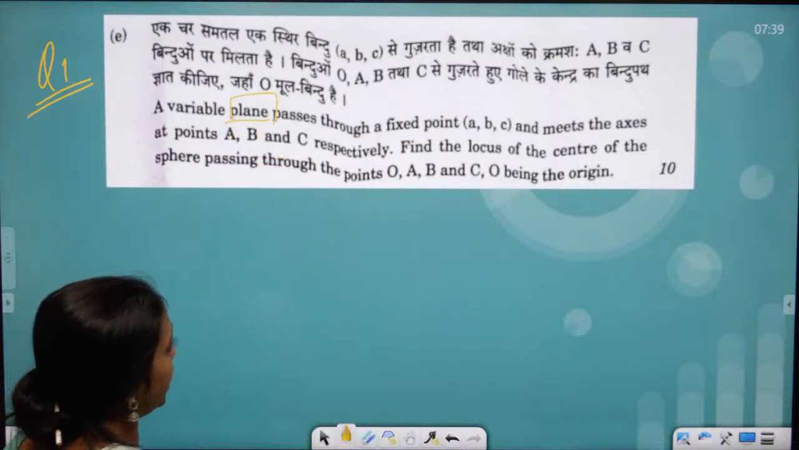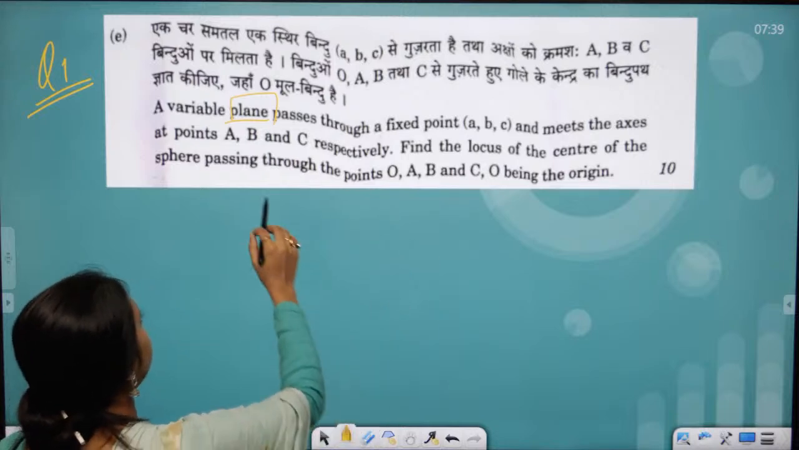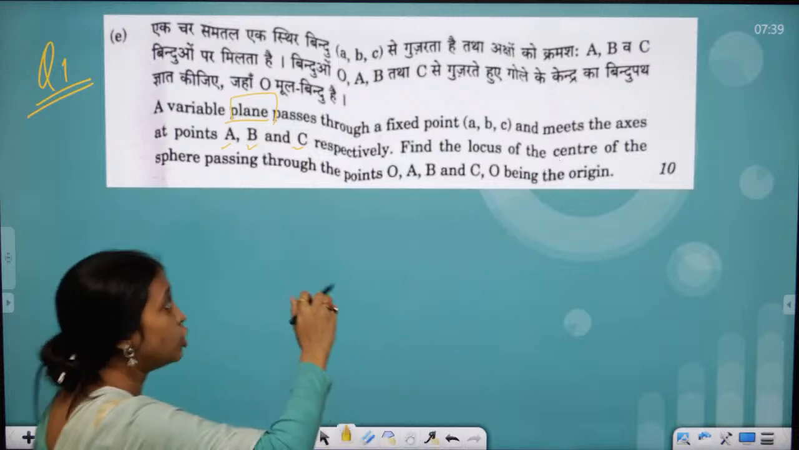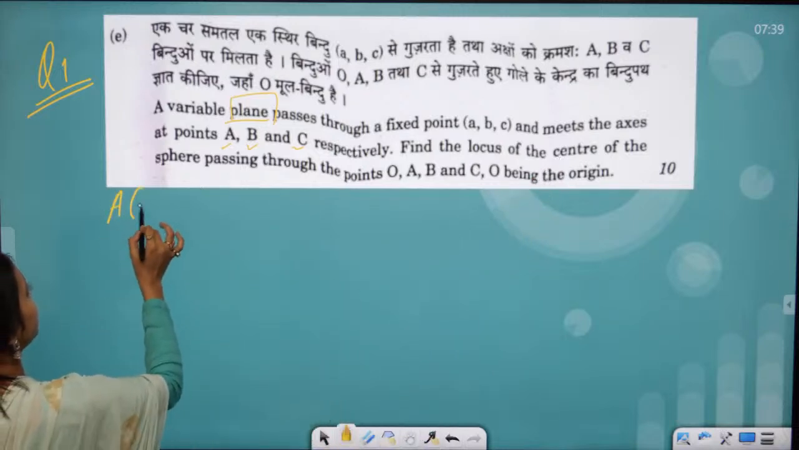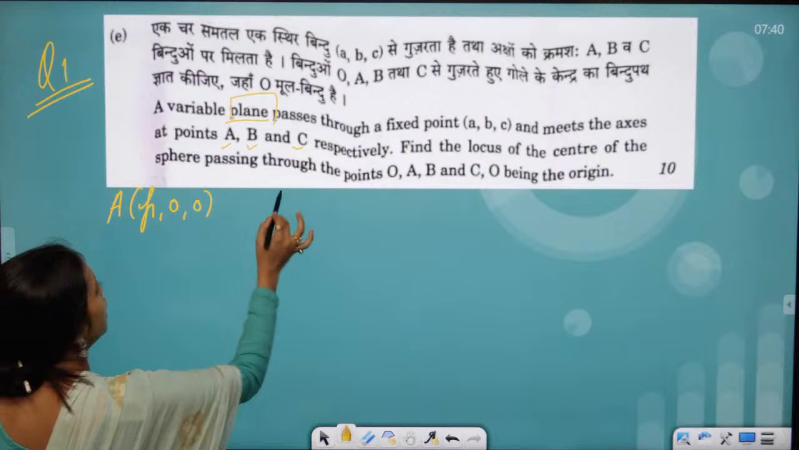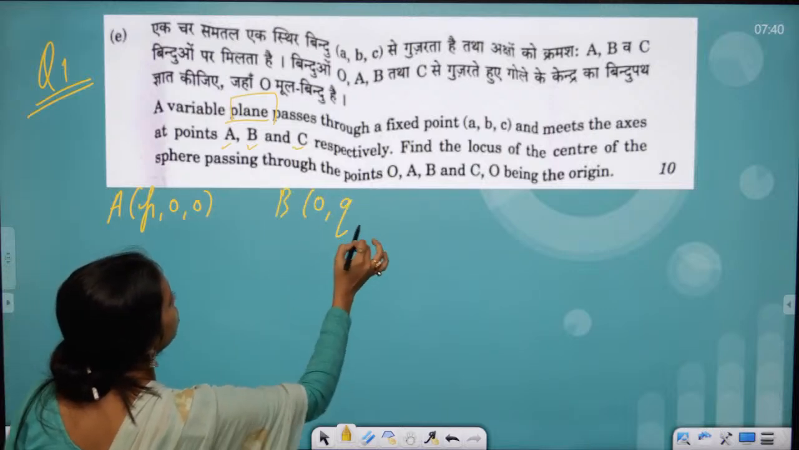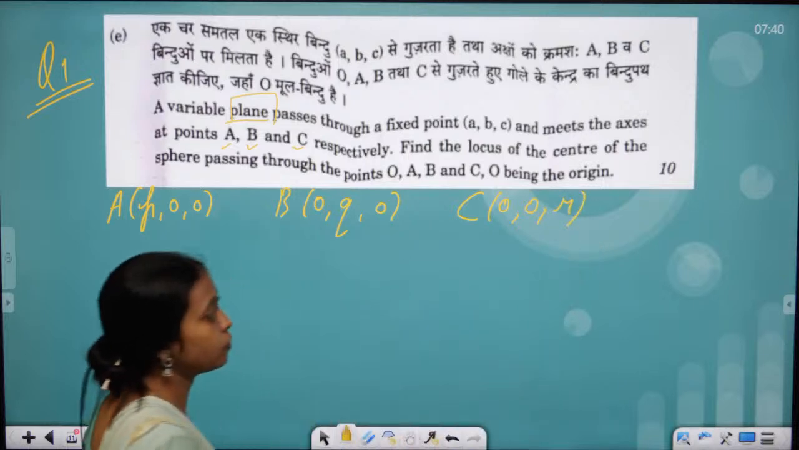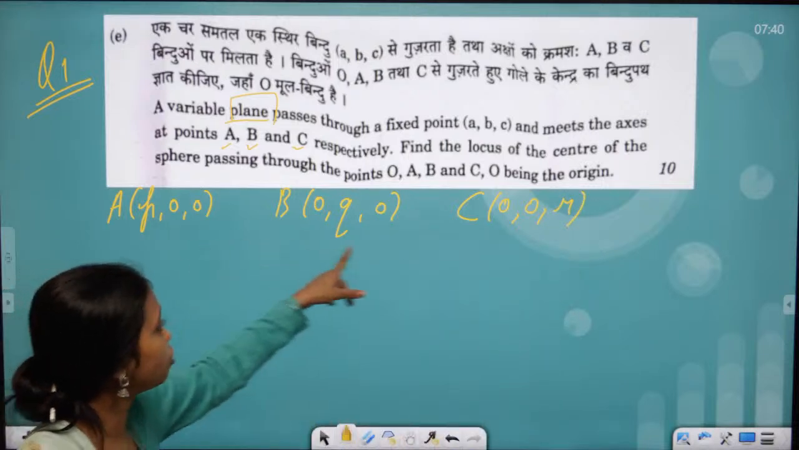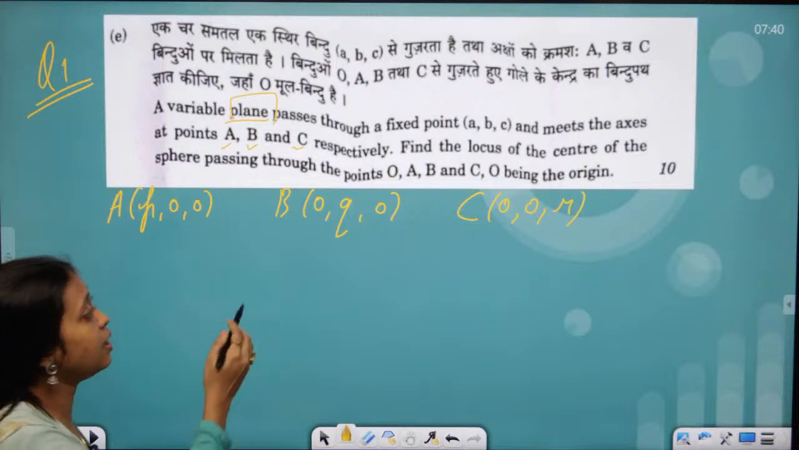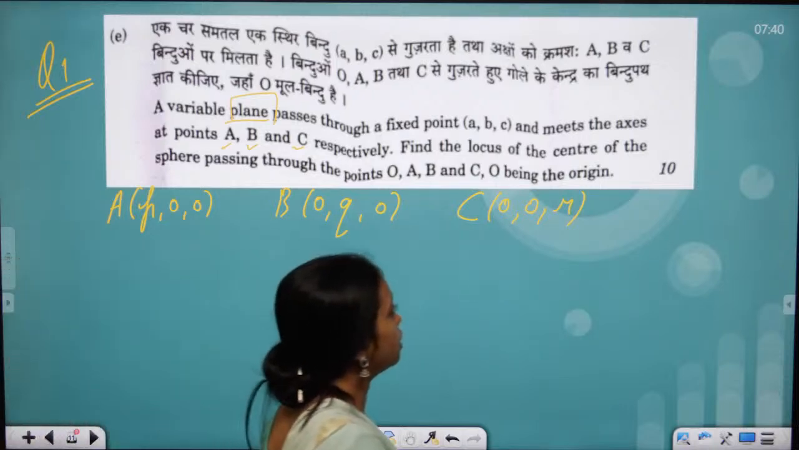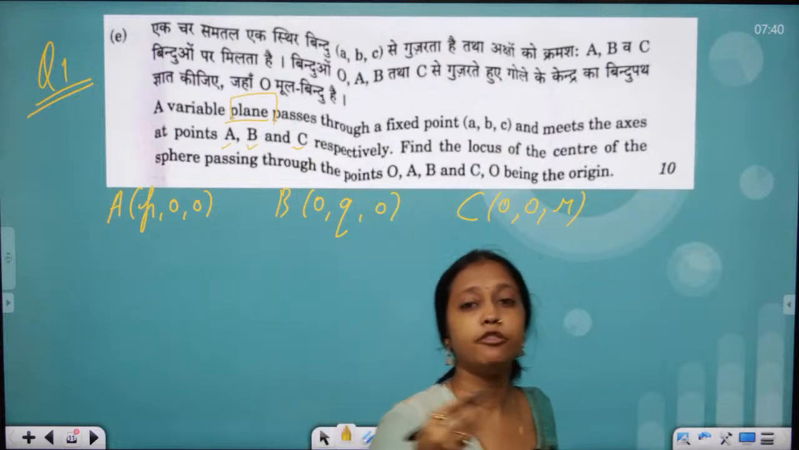Passes through a fixed point ABC. Now it also meets the axes at A, B, C, they are at the x's. So that means if A is my point P,0,0, B is my point 0,Q,0, C is my point 0,0,R, let's say, so my plane is passing through these 3 points. These 3 points are what? They are forming the intercept.